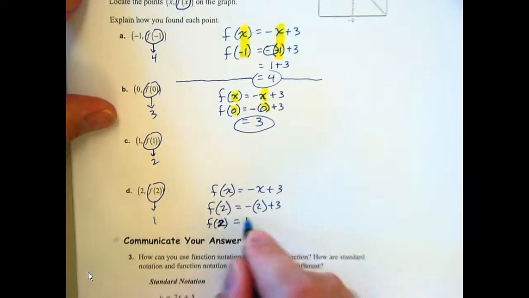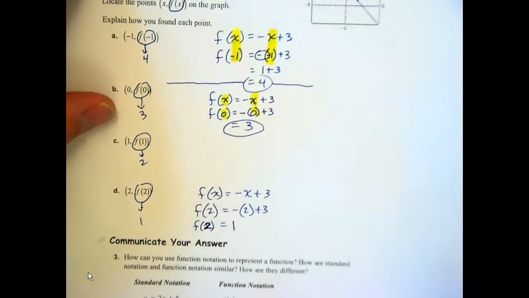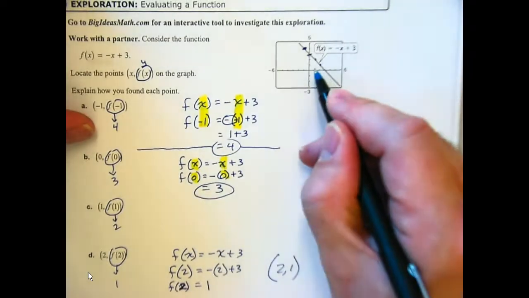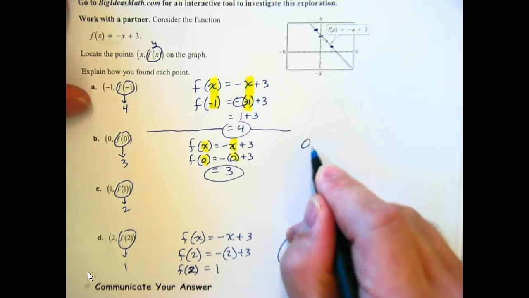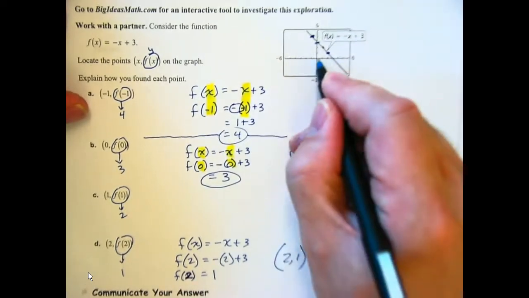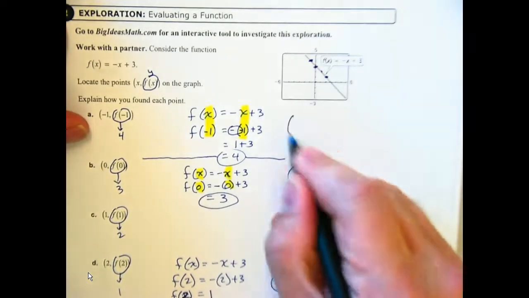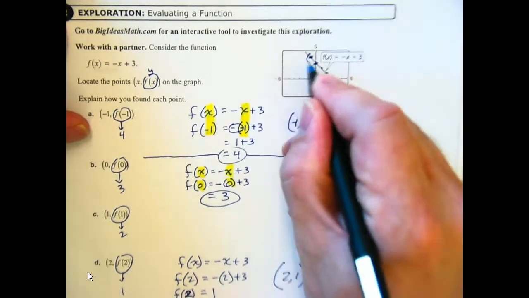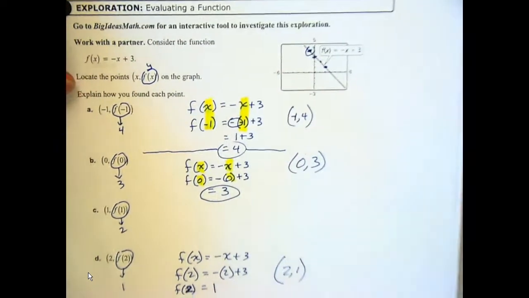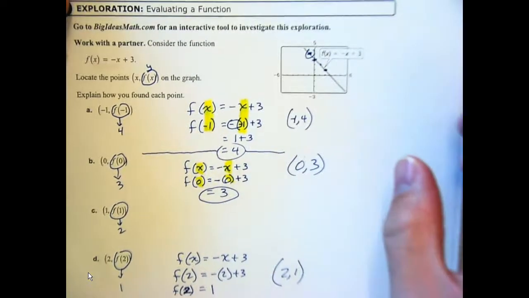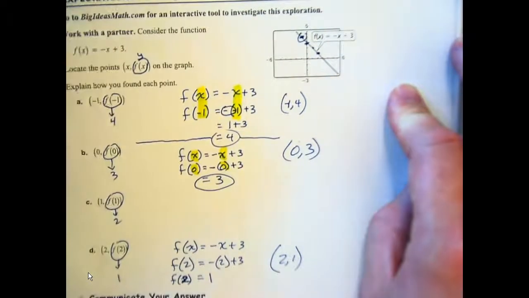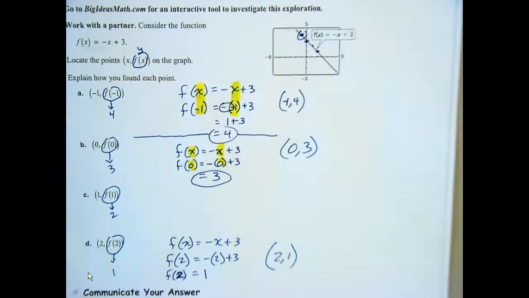So f of 2 equals 1. All of these represent coordinates. This was the coordinate 2, 1. We found that on our graph right here. This one was the coordinate 0, 3. Found that on our graph right there. This one was the coordinate negative 1, 4. That's on our graph right there. Okay? That's how we use function notation. Not a big change from y or anything like that.